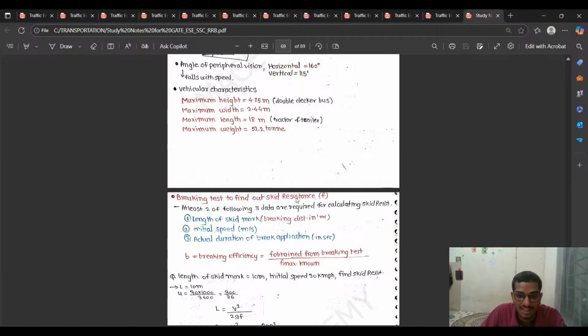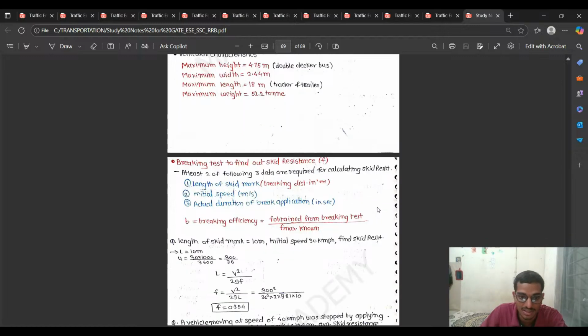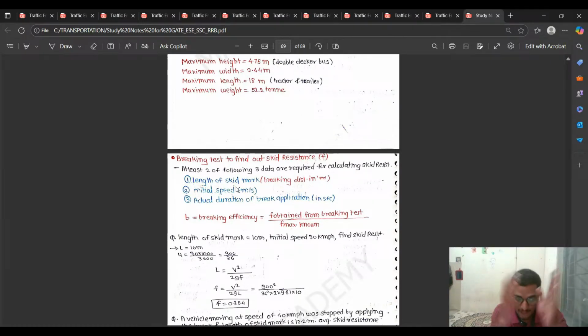Braking test to find out skid resistance if friction is F. At least two of the following three data are required for calculating skid resistance. Length of a skid mark. If you want to calculate the braking test, then we need the length of the skid marks from where the vehicle applies the brake to where it stops, the initial speed of the vehicle, and the actual duration of brake application, how much time the brake was applied.